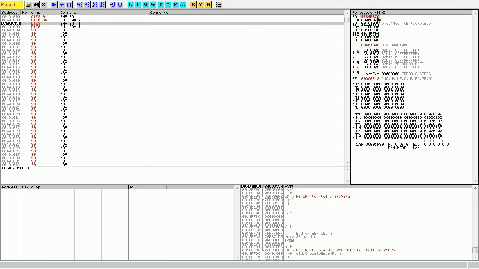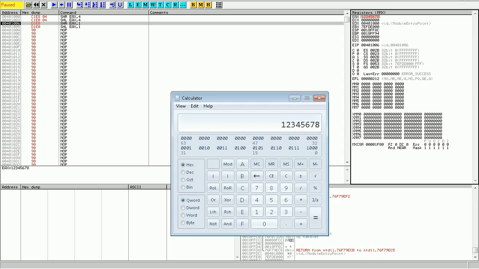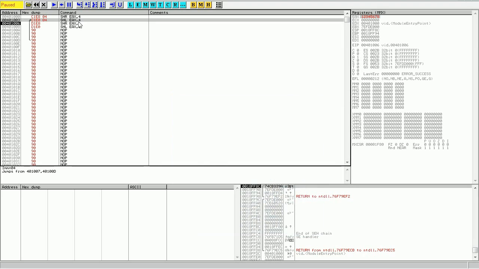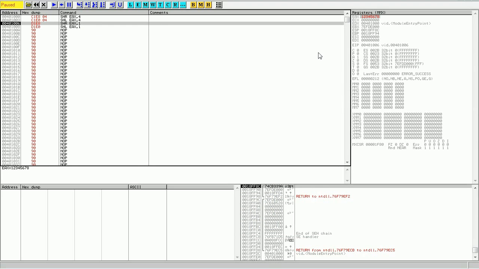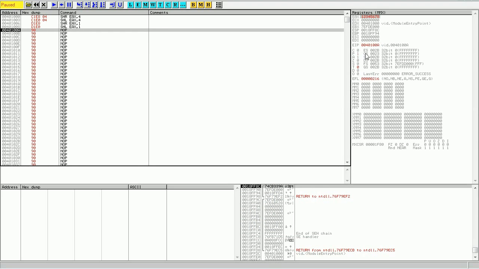Now, if I put this 8 here, and we shift right by 1, it's 0. We shift left by 1, it's 0. It's not going to change. See? It doesn't change. We notice that P changed.